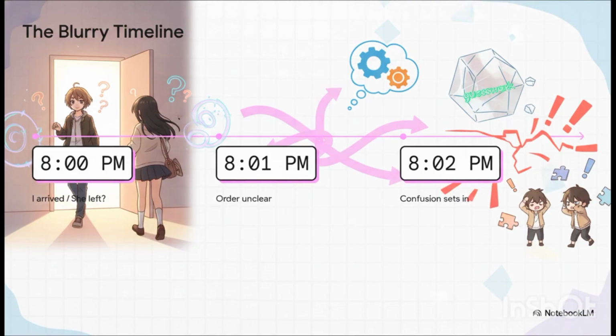If you just say, when I arrived, she left, the order of events is totally blurry. Like, did she wait for you to arrive and then immediately walk out the door? Was she offended? It ruins the narrative flow because your listener is forced to play a guessing game with the timeline. But that second sentence removes all of that guesswork instantly.